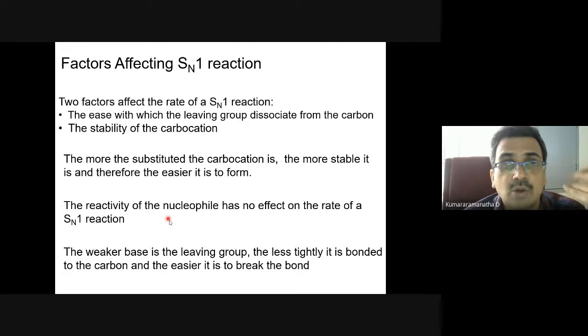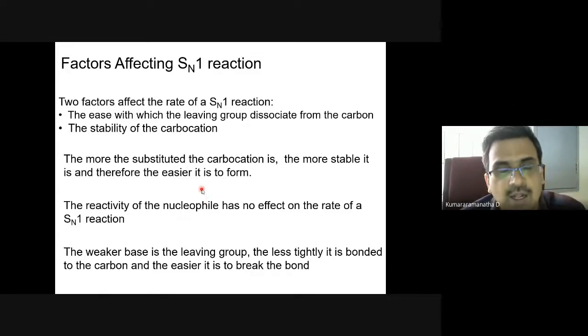And nucleophile doesn't matter much. That is the reason it is SN1 during the rate of a reaction. And a weaker base, when it is tightly bonded over carbon, is easier to break. So these are the important points, or the take-home points, with respect to the SN1 reaction mechanism.